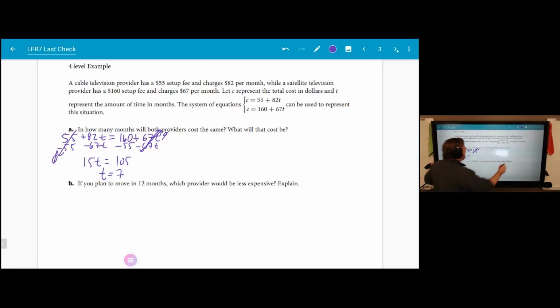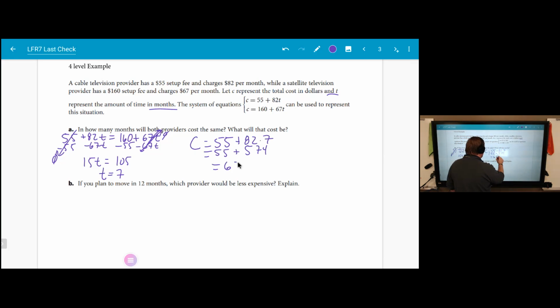Fantastic. We know t is months, so it's 7 months. And what's the cost? It doesn't matter which equation we use. C equals 55 plus 82 times 7. So this is 55 plus, let's see, 560, 574. Add those together and you get 629.